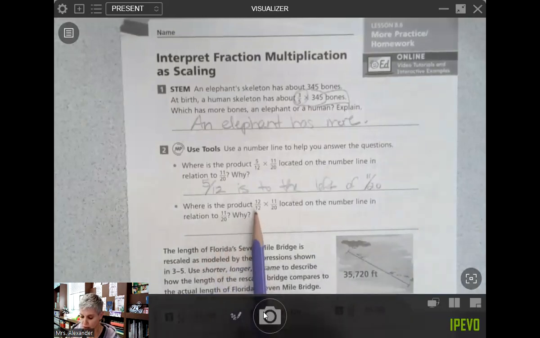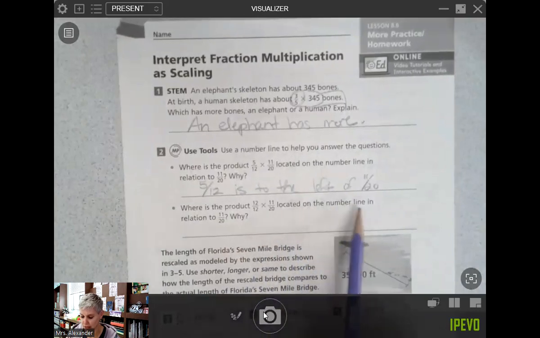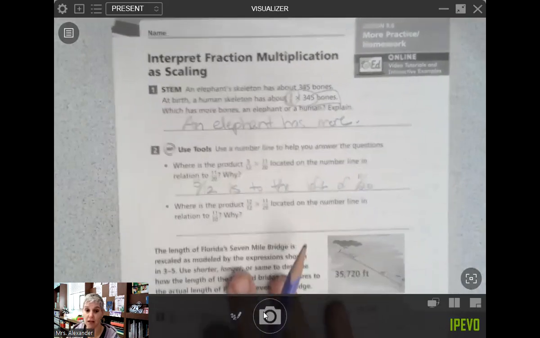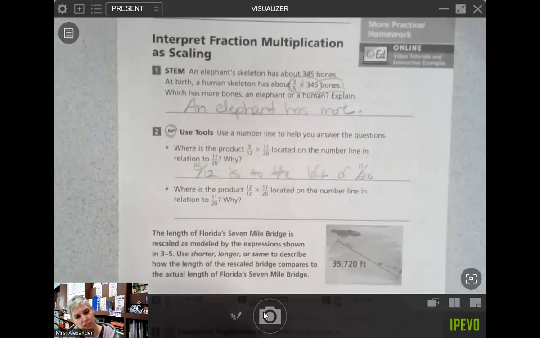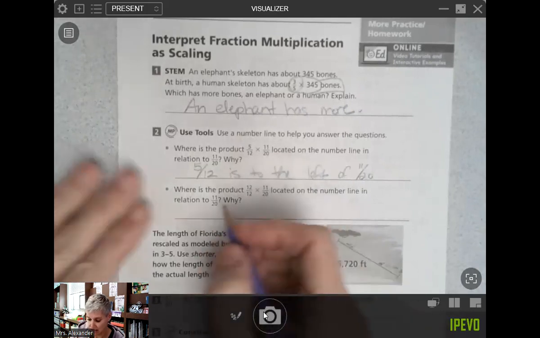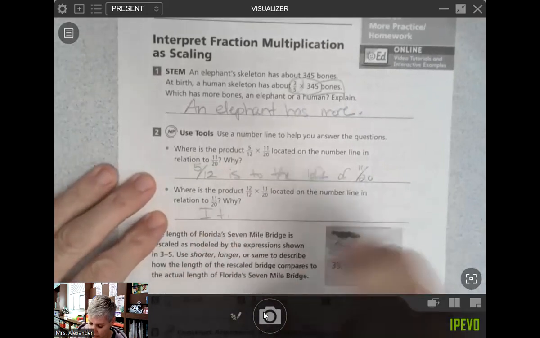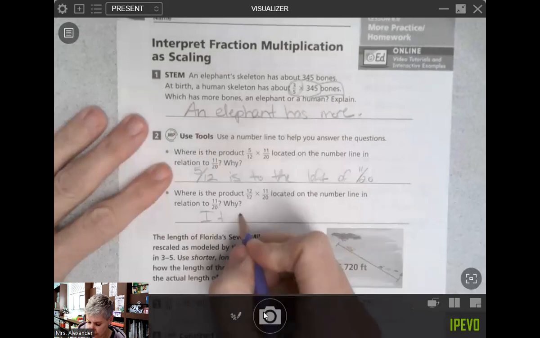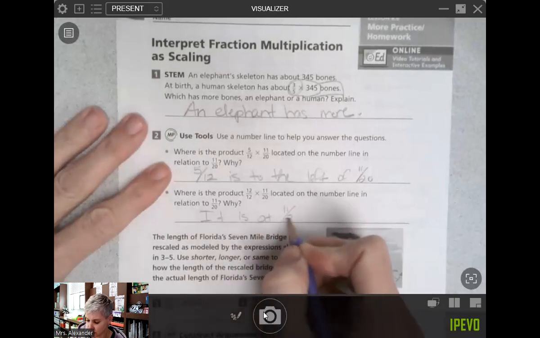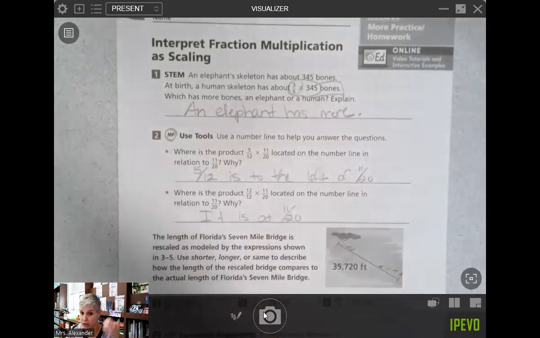Where is the product 12/12 of 11/12 located on the number line in relation to 11/12? Oh, 12/12. What does 12/12 equal? It equals 1. So where would that product be in relation to 11/12? It is at 11/12, right? Because any number times 1, your product is going to be that other number. So 12/12 of 11/12 means we're going to be at 11/12.